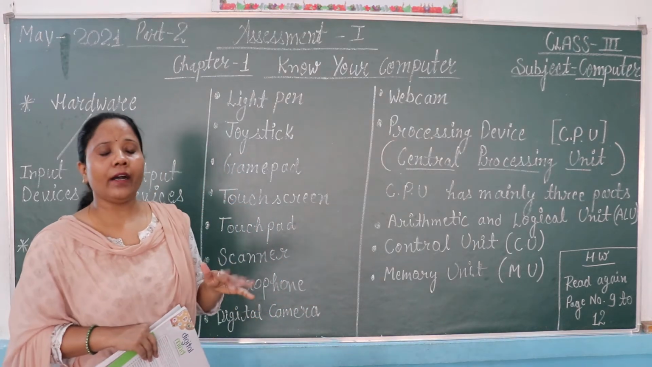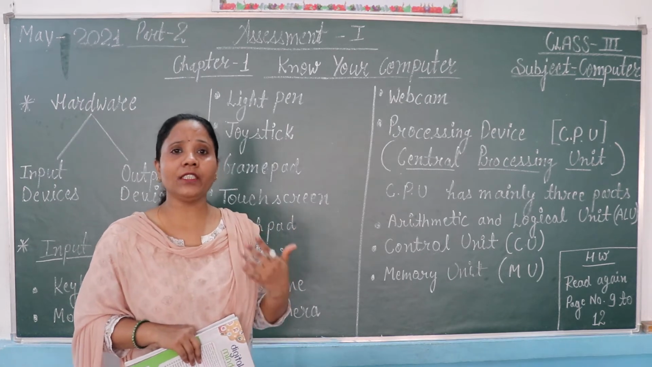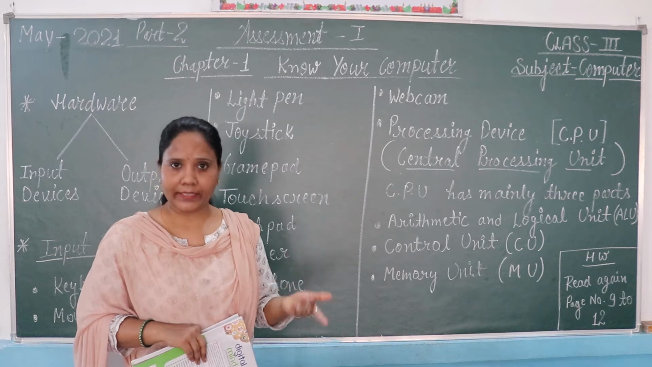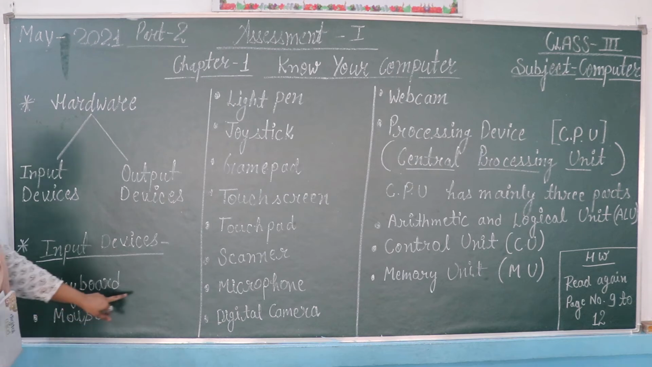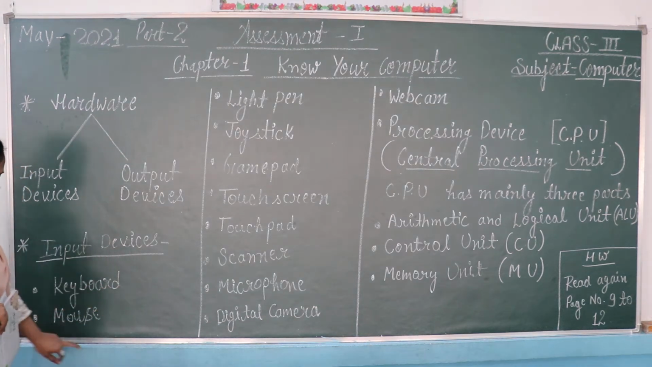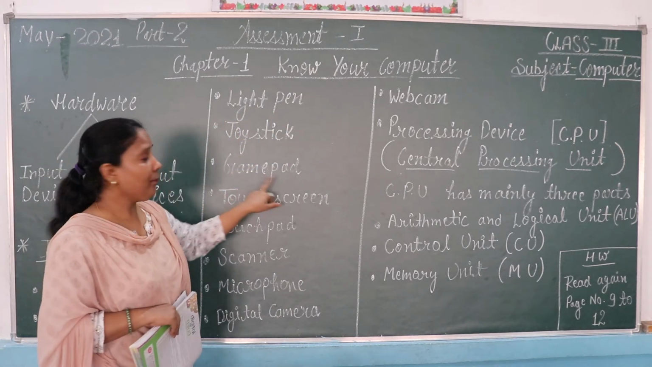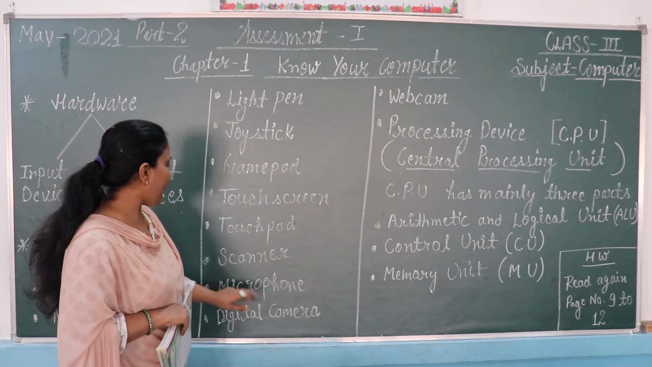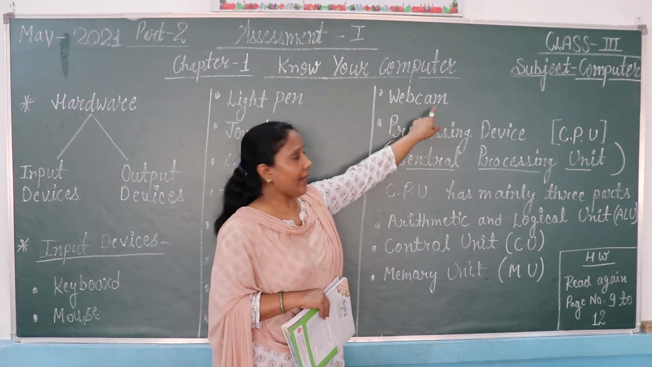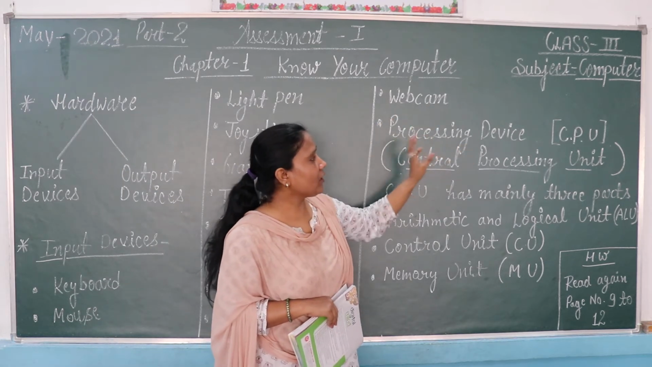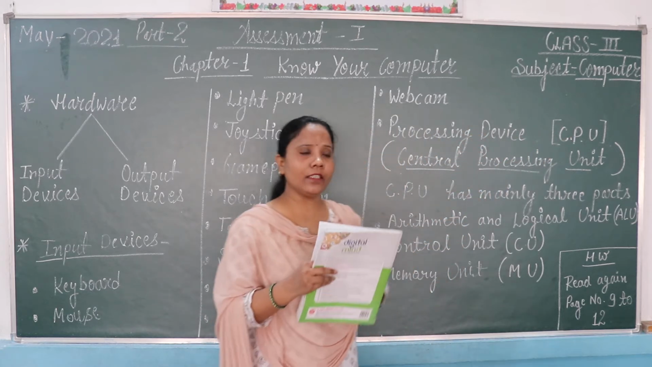As we know, computers are ready to do any type of work given to them by us. The first device is the keyboard, second mouse, third light pen, joystick, gamepad, touch screen, touchpad, scanner, microphone, digital camera, webcam, and processing device. It means CPU. We will discuss it in detail by reading this chapter.